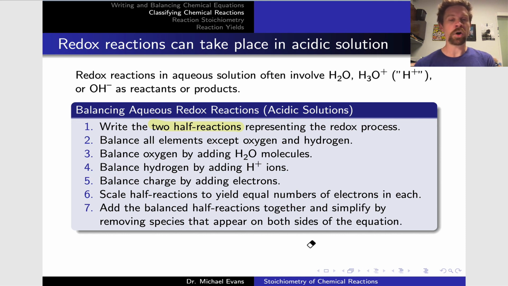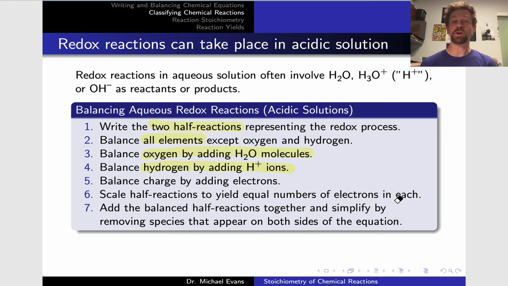We then balance all elements in those half reactions individually except for oxygen and hydrogen. We balance oxygen by adding H2O molecules on the reactant or product side. We balance hydrogen next, after balancing oxygen by adding H2Os. This is going to introduce some hydrogens. We balance those hydrogens by adding H+ commonly to the other side from the one where we added the waters.